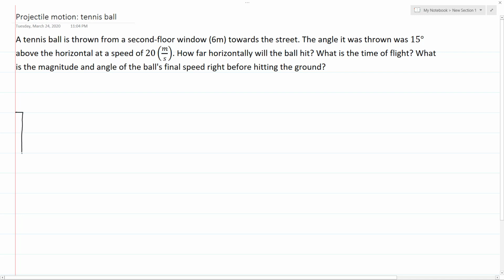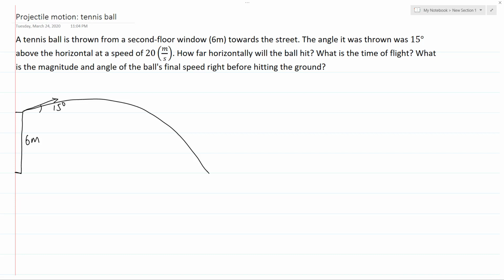Okay, so let's see. Here we have 6 meters, and the projectile comes out at a 15-degree angle. This is an exaggeration of 15 degrees, so that I can draw the 15 degrees here. Draw this and a parabola, and the ball hits the street level. So let's use a ruler. Try to draw a better, more straight line.